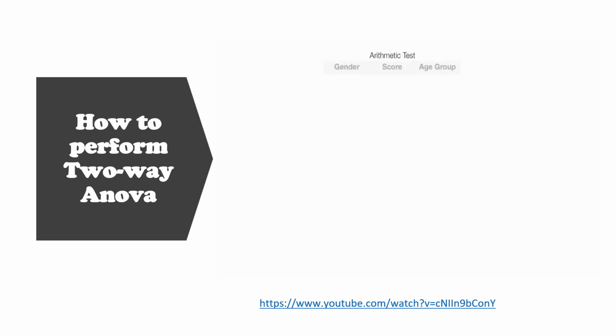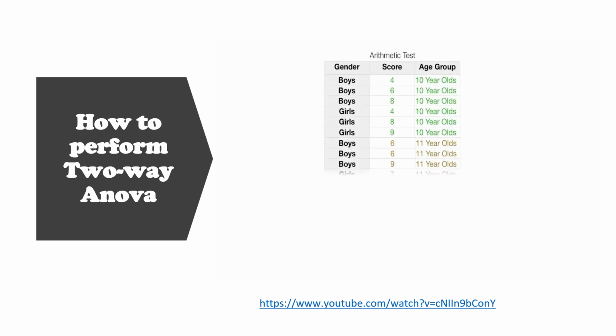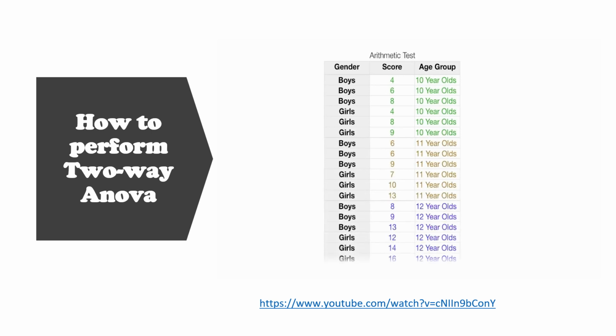So I've given an arithmetic test to boys and girls of different ages. Boys and girls of 10-year-olds, boys and girls 11-year-olds, and boys and girls that are 12-year-old. And in the middle is their scores. And I want to determine whether gender or age group, or both gender and age group, impact the test scores. So I have two factors, gender and age, I'm going to look at.